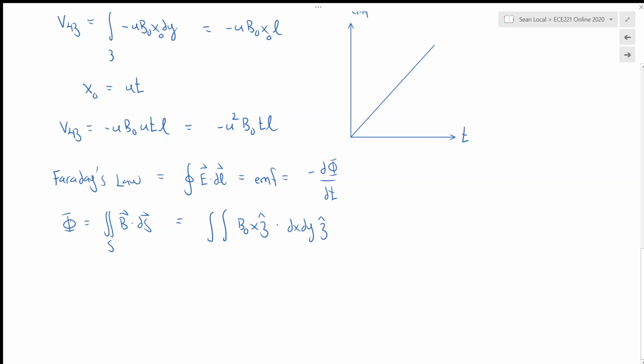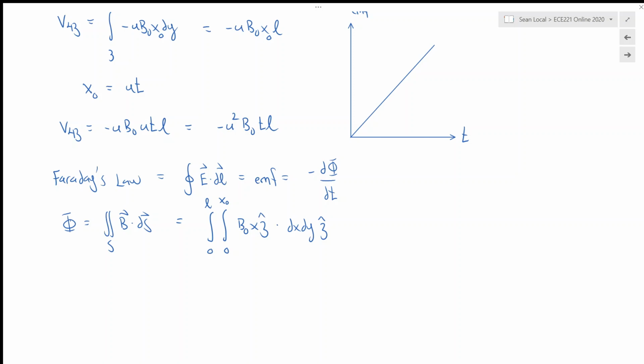And then to integrate over x, I would integrate between 0 and x naught, which is the width of our rectangle, and the integral over y would be over its length. I could say maybe between 0 and L. The y position of the loop wasn't specified in the diagram, so we could establish an origin as shown here.